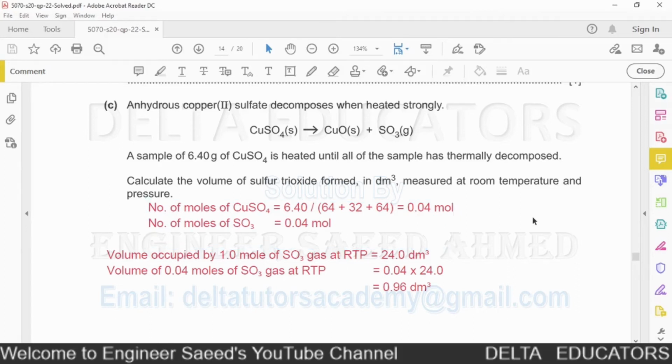We know that 1 mole of any gas at room temperature and pressure occupies 24 decimeter cube. So 1 mole of sulfur trioxide gas at RTP will have a volume of 24 decimeter cube. Now here we have 0.04 moles of sulfur trioxide. So 0.04 moles of sulfur trioxide gas at RTP will occupy 0.04 multiplied by 24, it will be 0.96 decimeter cube. So the volume of sulfur trioxide gas obtained will be 0.96 decimeter cube.